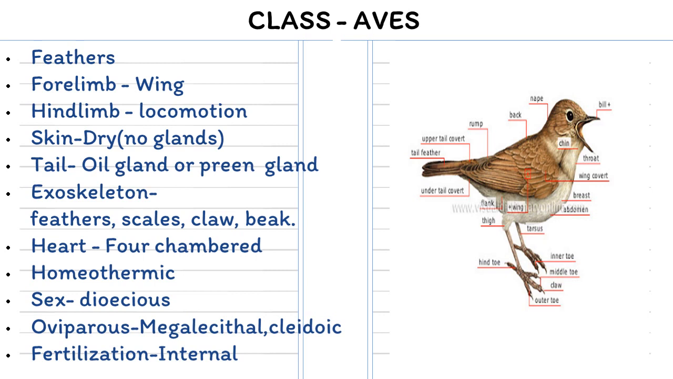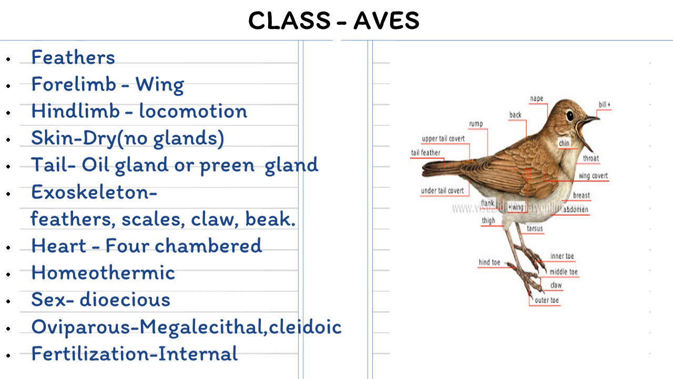And its skin is very dry. There is no gland at all, right? But the tail consists of one gland, called the oil gland or preen gland, right? This secretes an oil. This oil is useful for preening the feathers. When you watch birds, the feathers are neatly arranged. No one is there to do it, but these birds use this oil from this gland to neatly arrange the feathers. That is preening, right? So this gland is useful for preening the feathers, right?